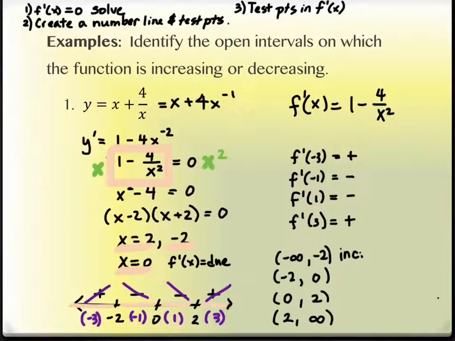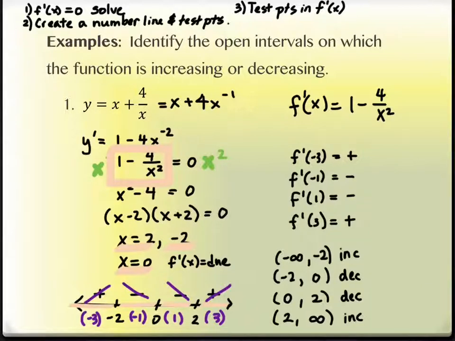How about from negative 2 to 0? It's decreasing. 0 to 2, decreasing. And 2 to infinity, increasing. Now, if you're doing work that you're writing down, you can leave it written like that.